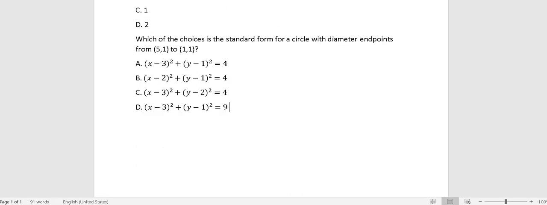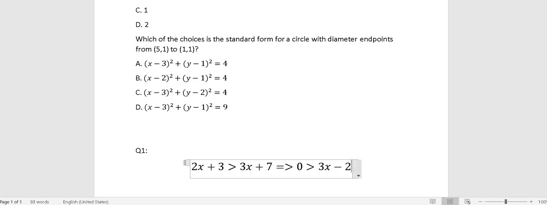Question 1, Q1. Now we have 2x + 3 > 3x + 7, right? And this can be rewritten as 3 - 7... 0 > 3x - 2x + 7 - 3.